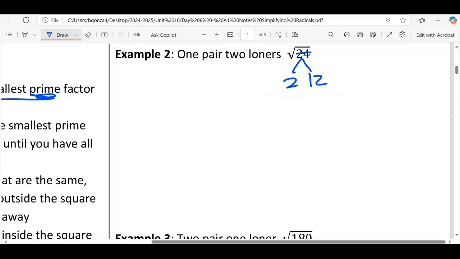All right, 2's prime. What about 12? Does 2 go into 12? 2 times 6. Yeah. Okay, 2 times 6. All right, cross out 12. 2 is prime. What about 6? Is 6 prime? 2 times what? It is 2 times 3. Cross out 6. And now 3 is prime. There's nothing else we can break down. So we got 4 prime numbers going to our radical house party.